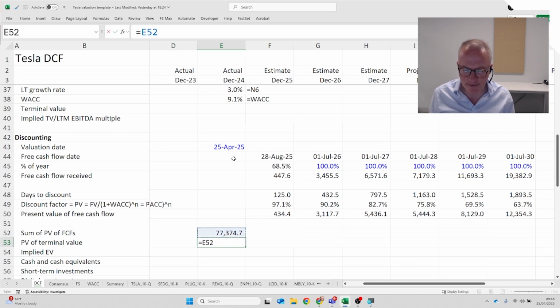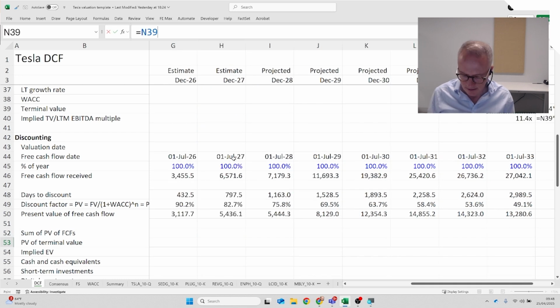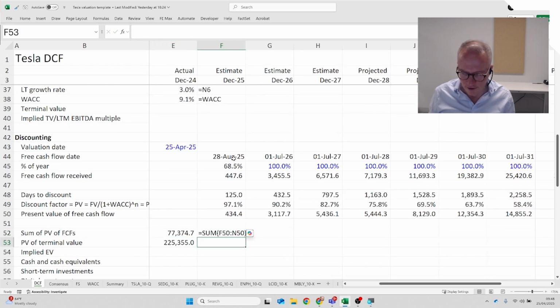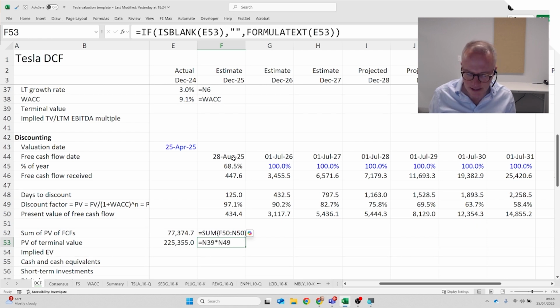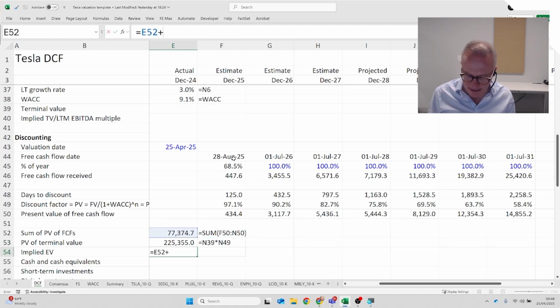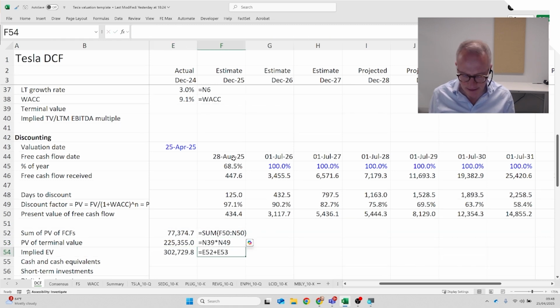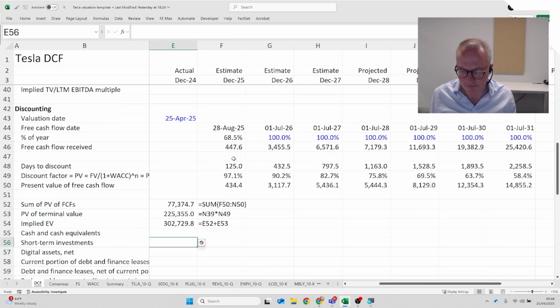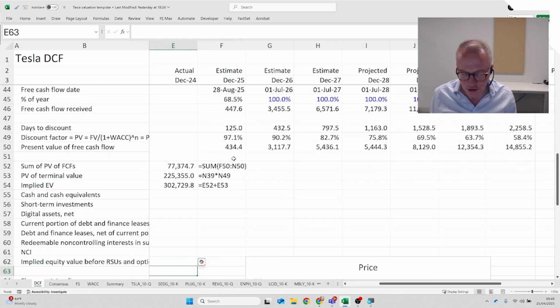And then I'll take the present value of the terminal value as well, and I'll multiply that by the discount factor in the last year. So that gives me the value of the cash flows during the period. This gives me the value of the company in the terminal year. And added together, these give me my implied enterprise value. So you can see that's a significant drop to what we were looking at in terms of the current market capitalization. Then I'm going to do the bridge.